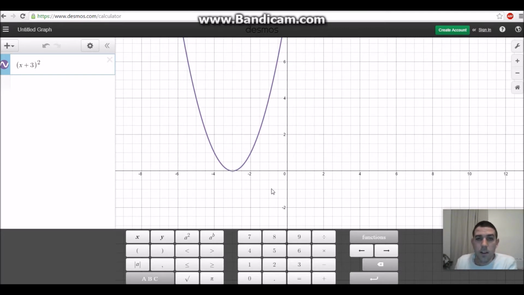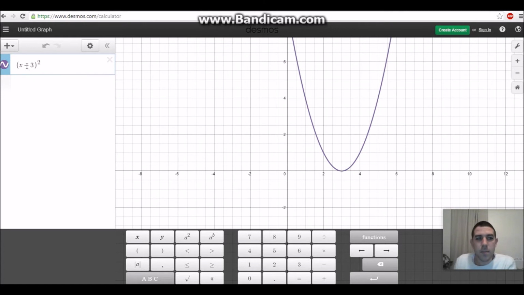One important thing to notice is that when I put a plus 3 inside, it moved it to the negative 3. That's because inside of the parentheses we have the opposite direction, or the reverse sign, just like when finding our zeros. If I want to move it into the positives, I'd have to do a minus 3. Minus 3 moves me into the positives. So this is a horizontal translation.